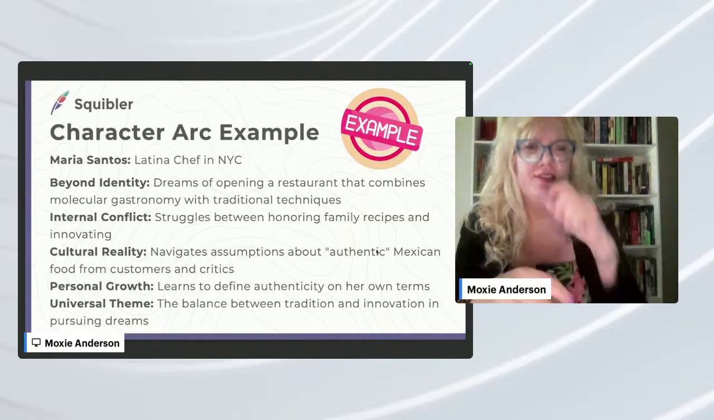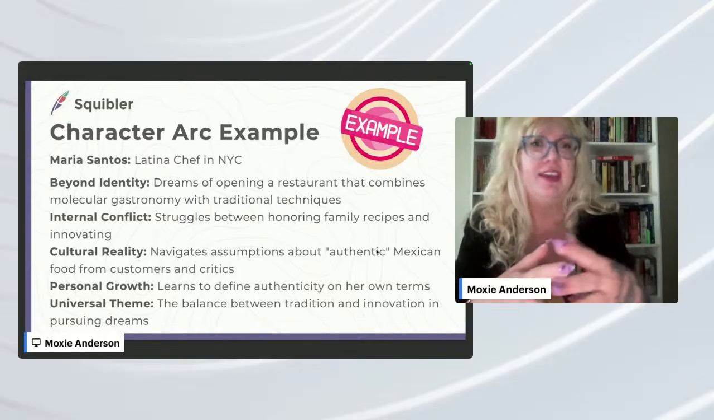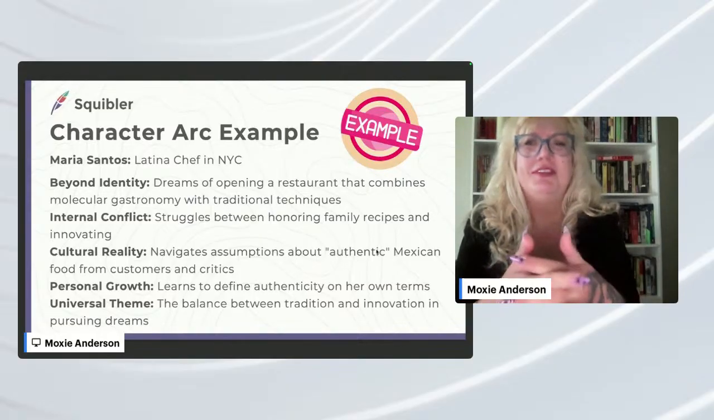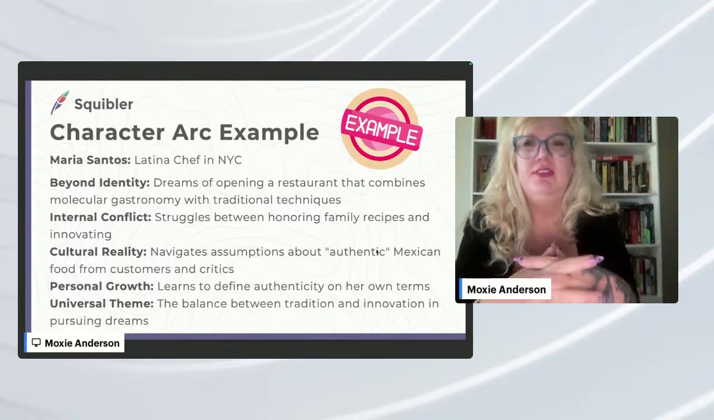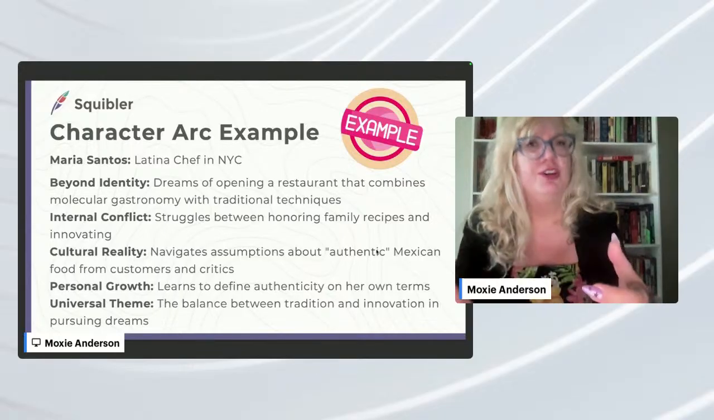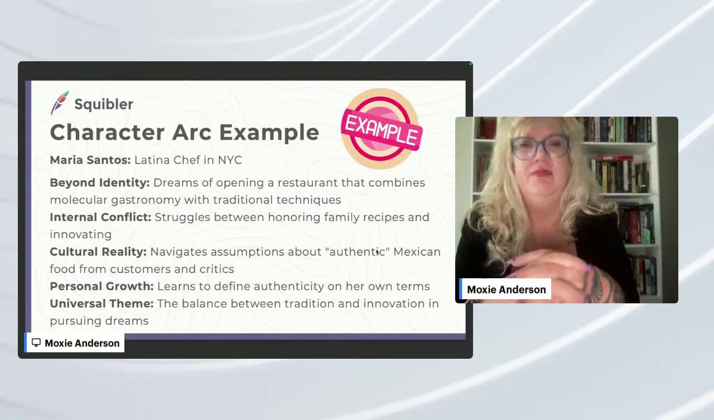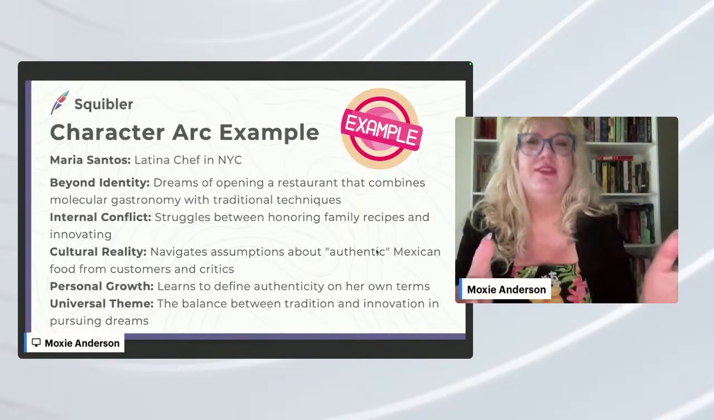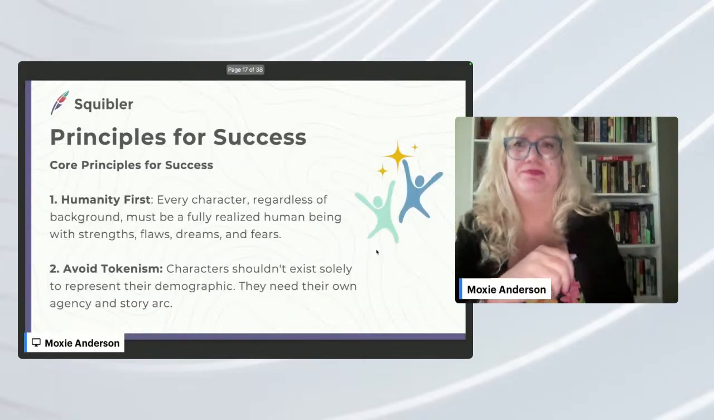The cultural reality here, too, is that she might be experiencing some negative assumptions that she has to navigate about what authentic Mexican food might look like to customers and critics. How is she going to navigate this? And then personal growth. How is this character going to learn to define what she considers authentic on her own terms? And that is by incorporating these techniques she wants to incorporate. And what is the universal theme that this character might hold? That's a balance between tradition and innovation in pursuing her dreams. That's a universal idea that we can connect with.